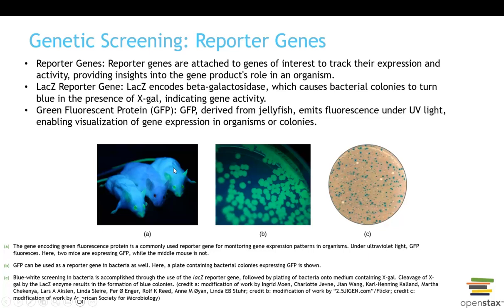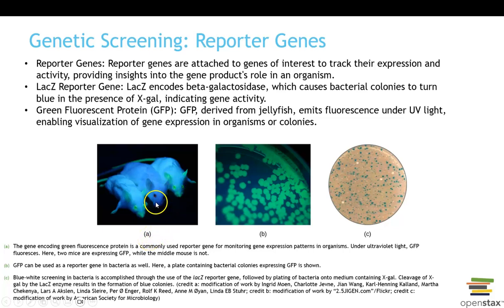All right, then we have genetic screening. If you remember, we talked about reporter genes. These are the genes that we use in order to identify, to see, for example, if there is any gene expression. For example, they use the fluorescence protein that they got from the jellyfish, and then they introduce these genes to the mouse, and then you can easily see under the UV light if that gene expression in the organism happens or not.